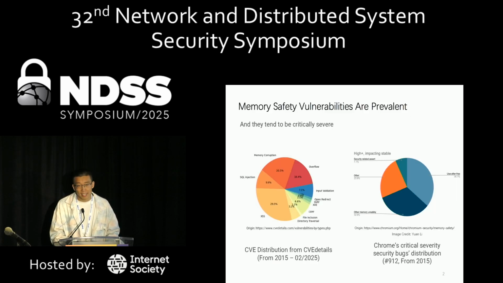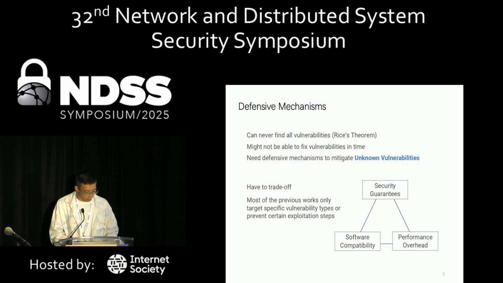The background is that memory safety vulnerabilities are still prevalent, and they tend to be critically severe. And Rice's theorem reminds us that we cannot find all vulnerabilities, and even if we find them, we might not be able to fix them in time. This is why we need some defensive mechanisms to mitigate unknown or unfixed vulnerabilities.